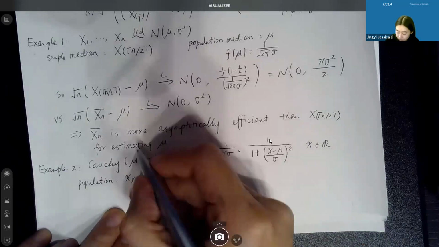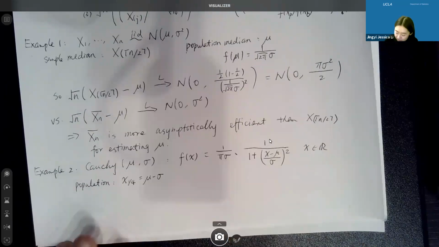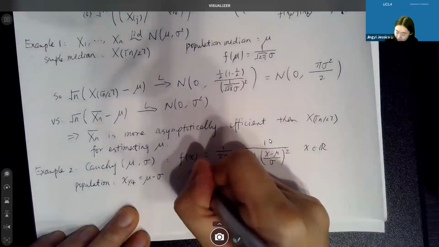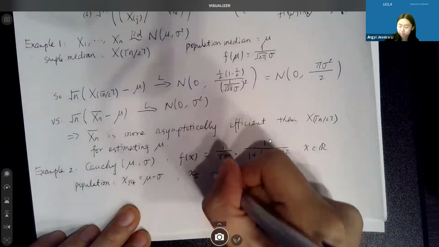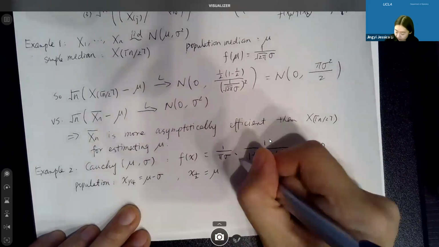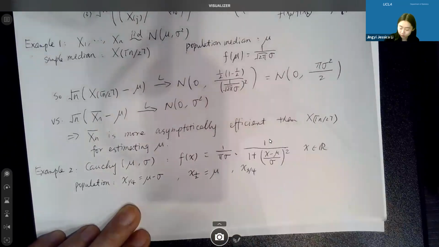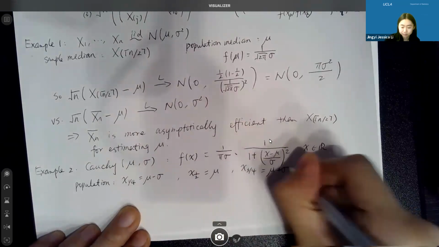It's just mu minus sigma. And for the median, x 1/2, let me write this way, it's just mu, same as the normal distribution. And for the third quartile, 3/4, it's symmetric, mu plus sigma.